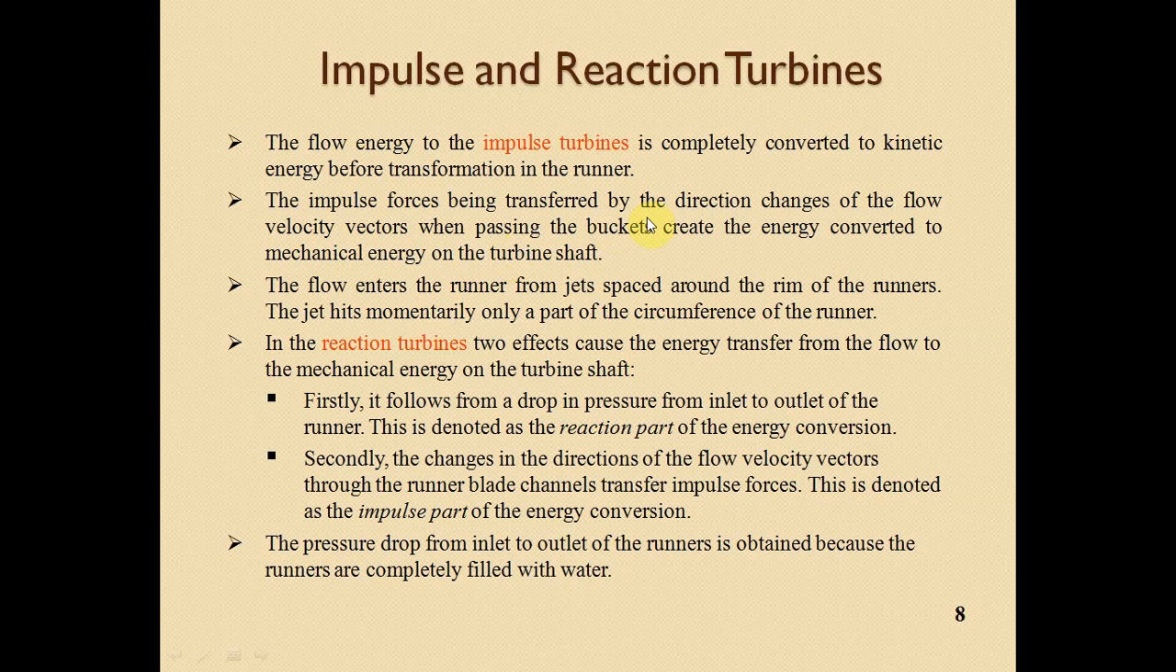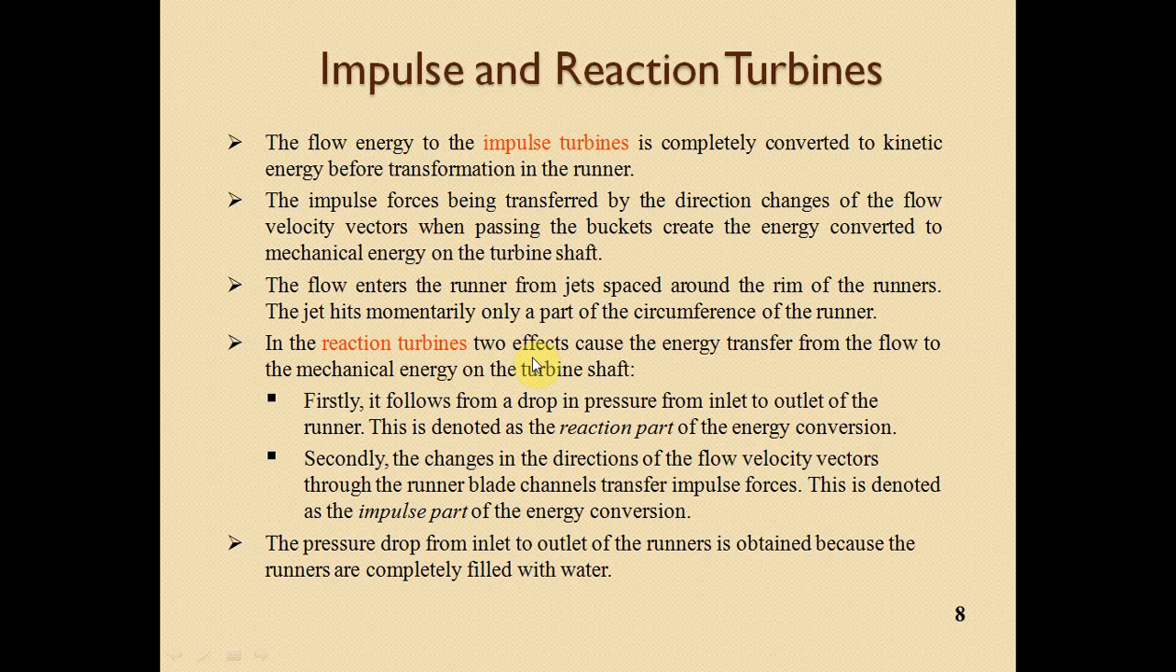The impulse force is transferred by the direction changes of the flow velocity vectors which pass through the buckets, creating the energy counted as mechanical energy on the turbine shaft. The flow enters the runner from the jet space around the rim of the runner. The jet hits only a part of the circumference of the runner at any moment.